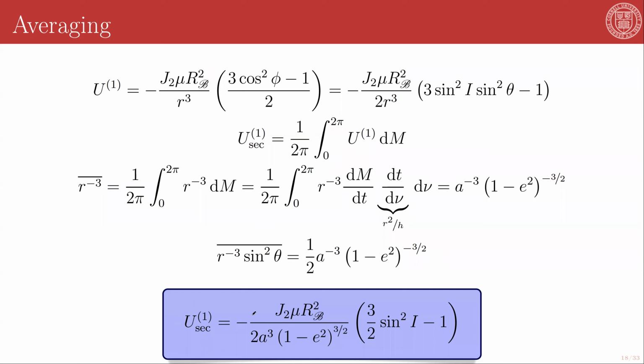So putting this together, the secular perturbing potential due to J2, that is the orbital period averaged perturbing potential due to J2, is negative J2 mu r squared b over 2a cubed, quantity 1 minus e squared to the 3/2, times quantity 3/2 sine squared i minus 1. We can now go ahead and plug this expression into the relevant Lagrange planetary equation.